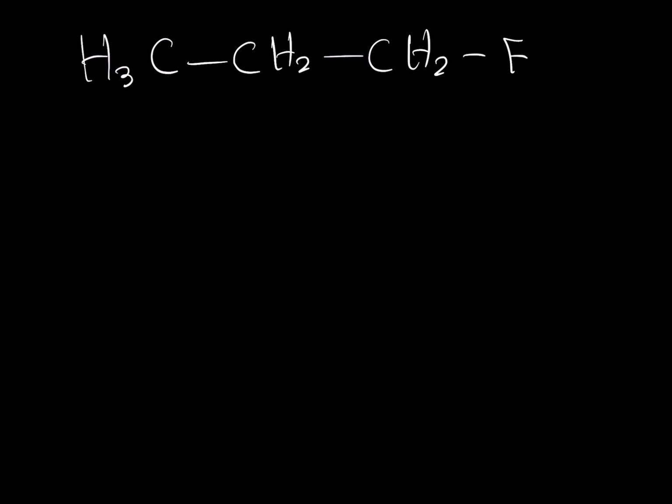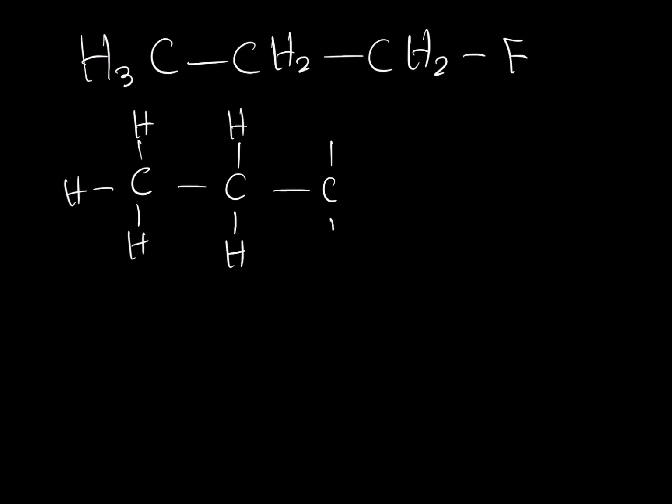How about this example? How do we do this one? In this one we can expand it out just to make understanding it easier. CH3 on the left. We have a CH2, we have another CH2, and then at the end we have a fluorine. The fluorine, when you put it as a substituent, is going to be fluoro. 3 carbons, that means we have a propane.